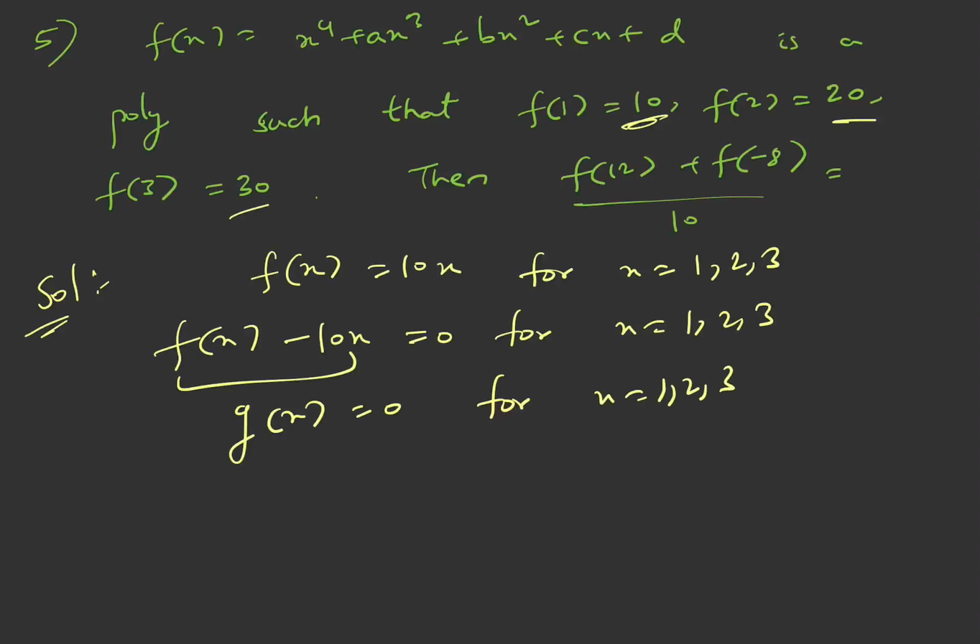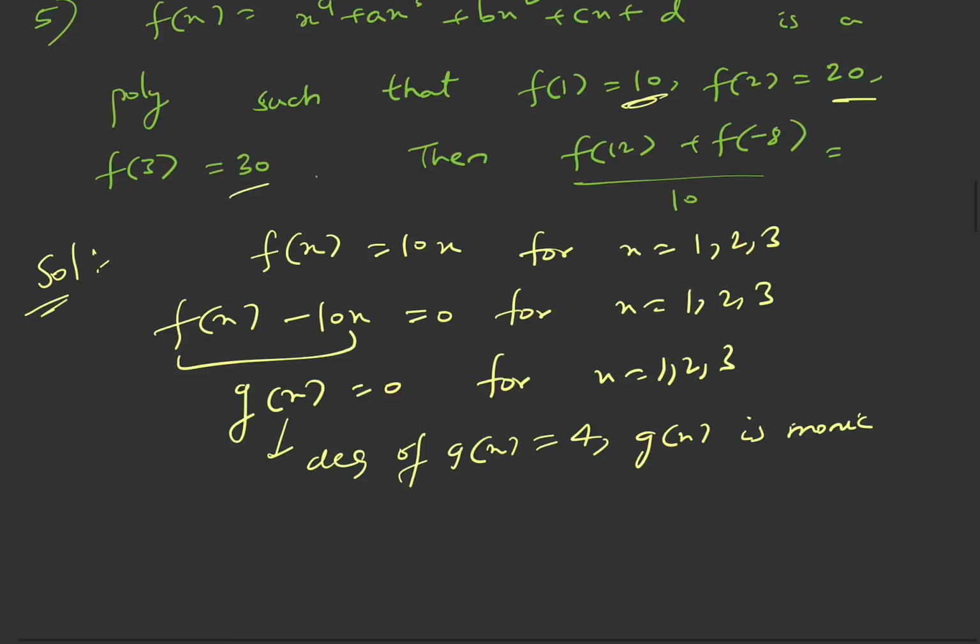But you try to see that the degree of f(x) is how much? It is 4. So the degree of f(x) minus 10x, if you just subtract 10x here, will still be 4. So the degree of g(x) is 4 and g(x) is monic. Monic means the leading coefficient is 1, right?